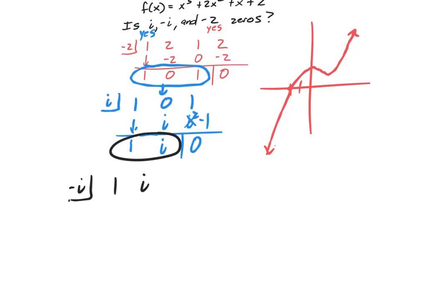I'm going to move what we have left down to here. I'm going to bring down the 1. 1 times negative i is negative i. i plus negative i is 0. So all 3 give me a remainder of 0. So all 3 are yes. Okay, but once again, if this was not a remainder of 0 here, I wouldn't be able to keep getting it smaller and smaller. I would have to go back to the original if it didn't work out like that.